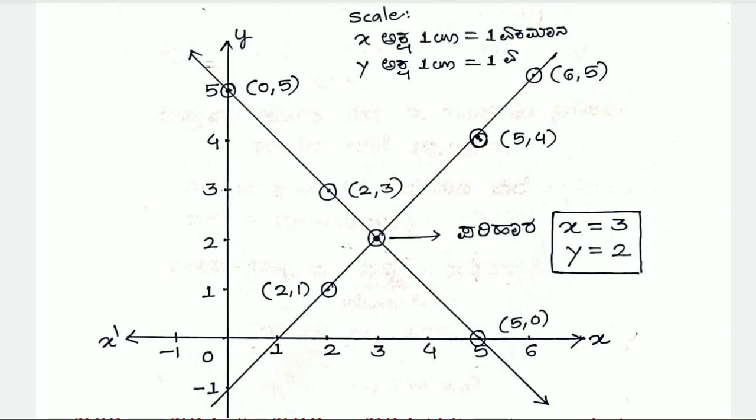When these two lines join, they will meet at one point. That means we have a solution, that is when x equals 3, y equals 2. At that point, these two lines meet each other. So this equation has a solution. Like that we have to draw the graph. Very important. For 4 marks you will get the graph.